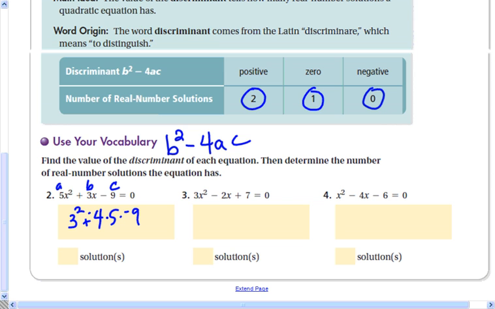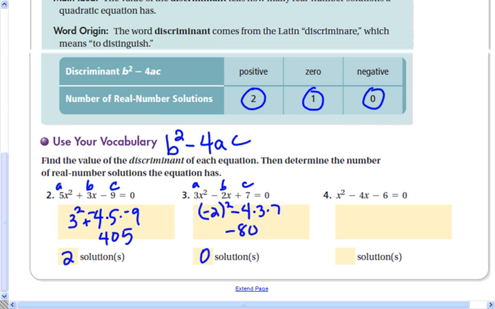And we have a negative here and a negative there, so that'll be positive. So we're going to have 9 plus 4 times 5 times 9 makes 405. And that's a positive number, so there's going to be 2 solutions on that one. Number 3, in this one, a is 3, b is -2, and c is 7. So b squared minus 4ac, that's going to be -2 squared minus 4 times 3 times 7. When we do that, we get -80.